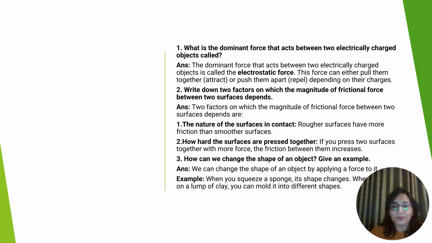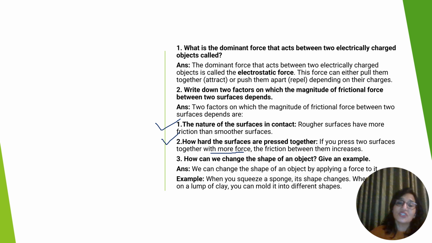Now, a very important question which is frequently asked in exams: write down two factors on which the magnitude of frictional force between two surfaces depends. The two factors which you have to remember: the nature of the surfaces in contact, that is, rougher surfaces have more friction than smoother surfaces. And the second is how hard the surfaces are pressed together. So if you press two surfaces together with more force, the friction between them increases.